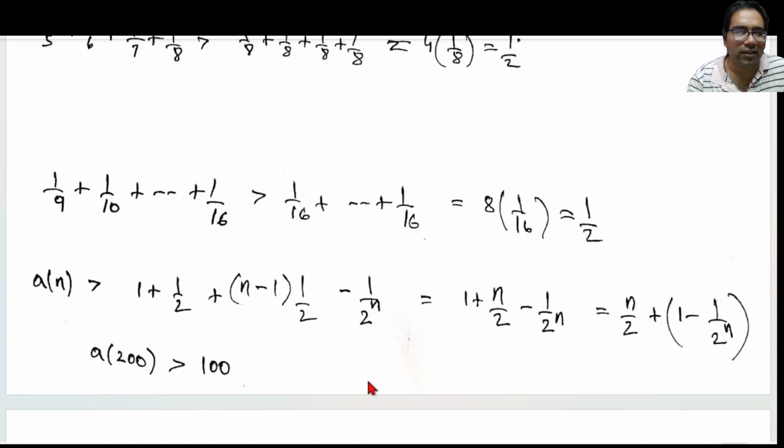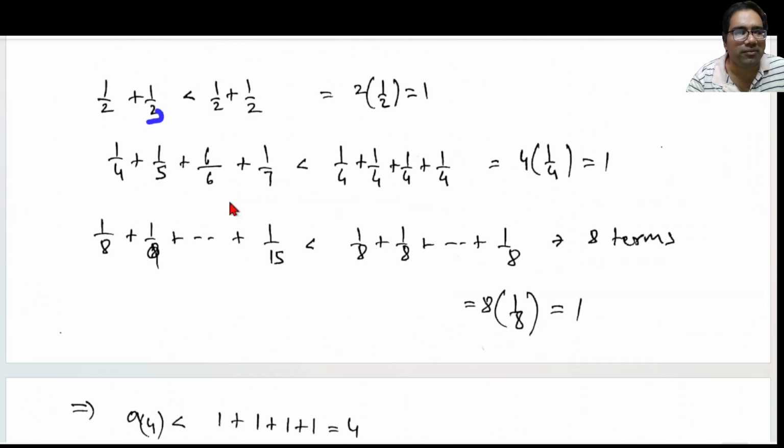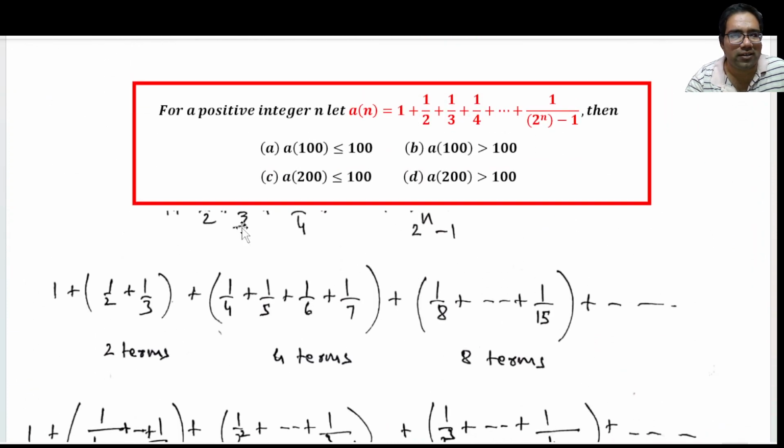So definitely A of n should be greater than n by 2. That means A of 200 should be greater than 100. A of 100 should be greater than 50. Why? Because there is n by 2 and plus something, 1 minus 1 by 2 power n. Though n becomes larger, 1 by something is always less than 1. So this is a positive quantity, and n by 2 plus some positive quantity is greater than n by 2. That means A of 200 is greater than 100. That is the question. We are concerned about whether A of 200 is less than or greater than 100. So A of 200 is greater than 100.